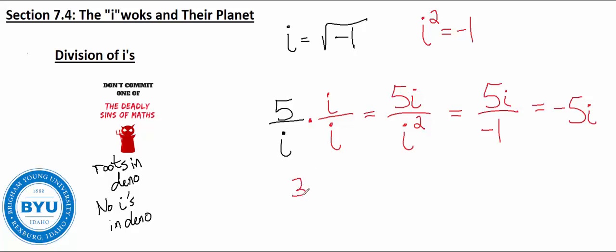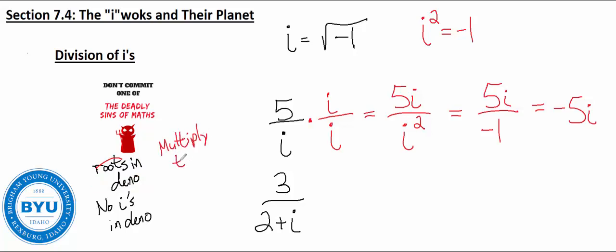We could have something like this as well. We could have, I don't know, 3 over 2 plus i. Ooh, that's a deadly sin. No i's allowed in the denominator. No roots in the denominator. So again, anytime that happens, multiply the top and bottom.